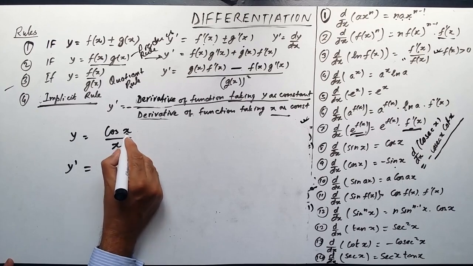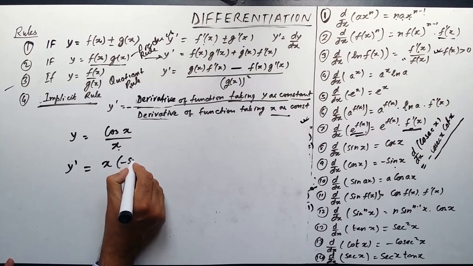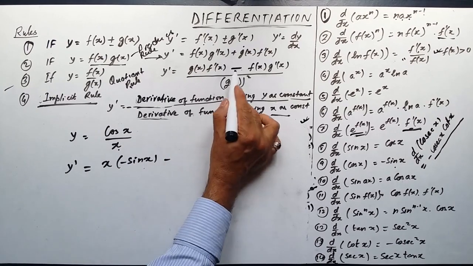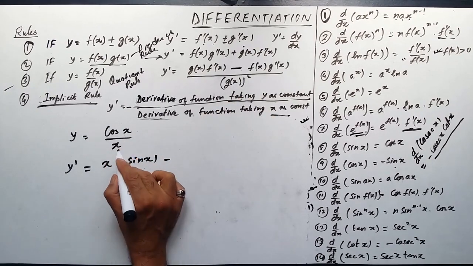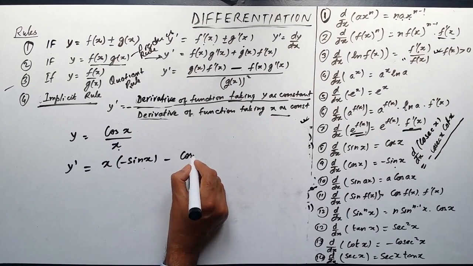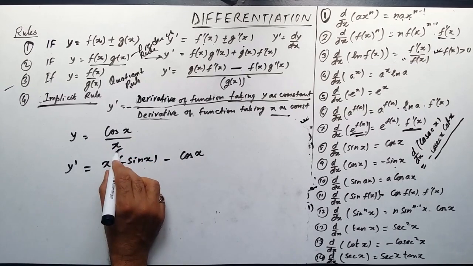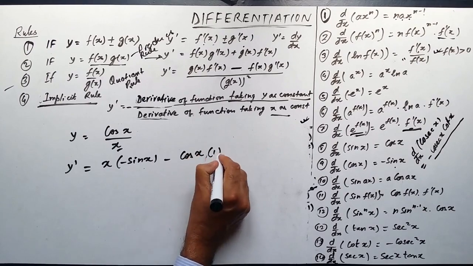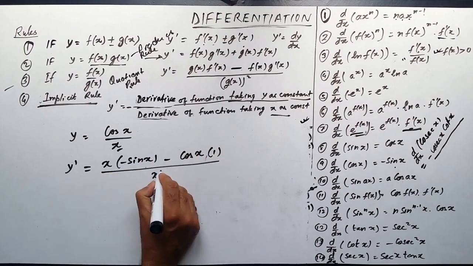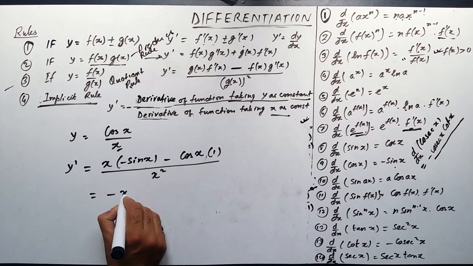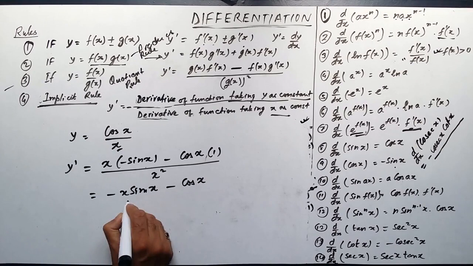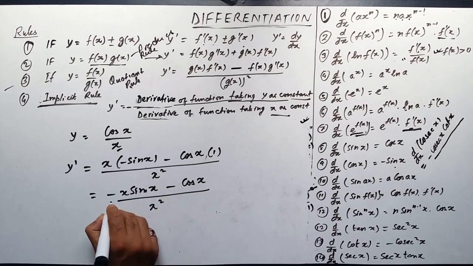is the denominator into the differential of the numerator. So that is minus sine of x, minus again the numerator, that is cosine of x, into the differential of the denominator, that is x, which is 1. So we will not write the 1, but we have to multiply this by 1 upon x squared. So this becomes minus x sine of x minus cosine of x upon x squared.